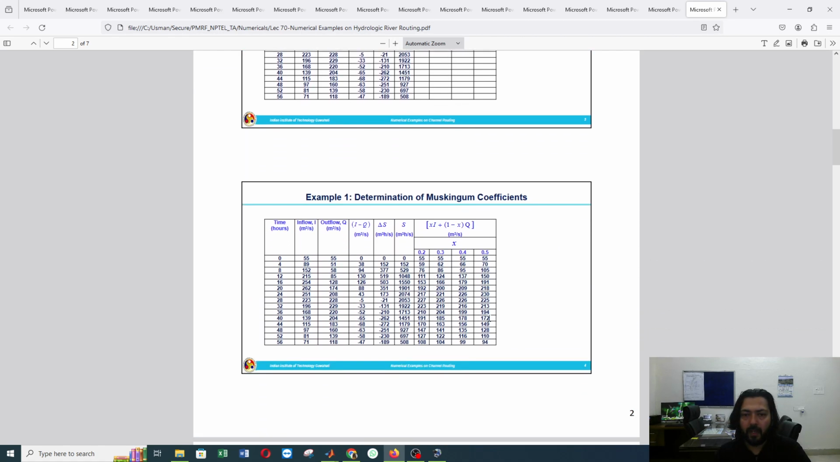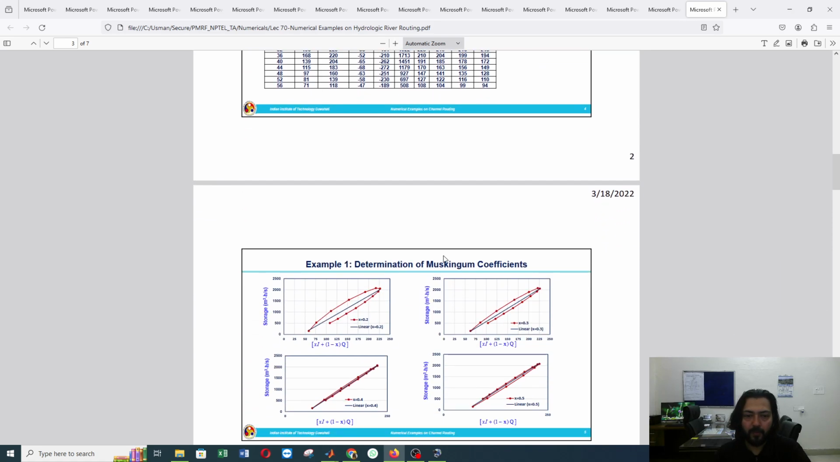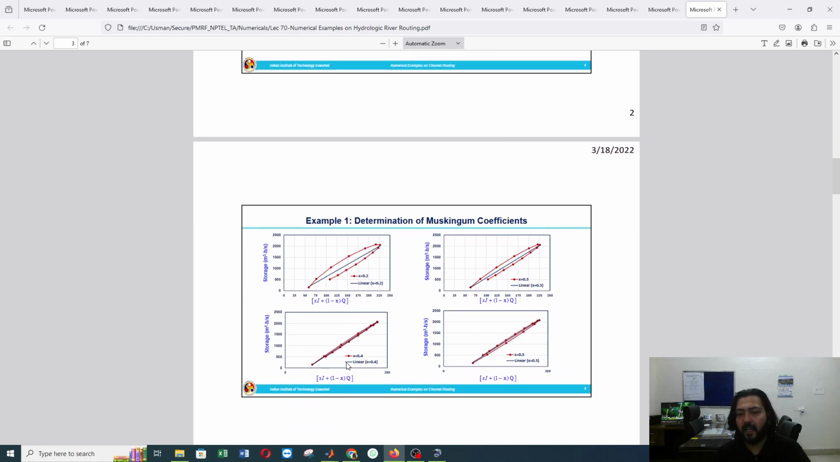And with these X values, we will get certain values, right? We are going to substitute this X value in the above equation, because we know the value of I and we know the value of Q, so we can get this term X I plus (1 minus X) Q, right? Now we are going to plot them, and we look for the value that would represent a straight line. So we find that where X is equal to 0.4, the line is a straight line.